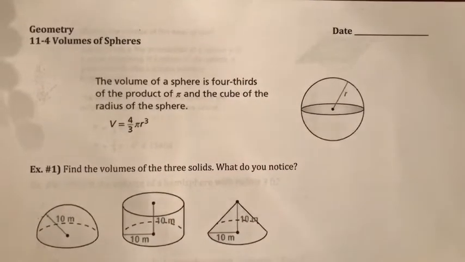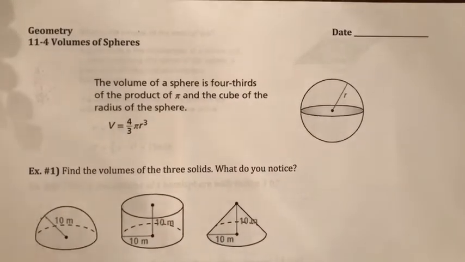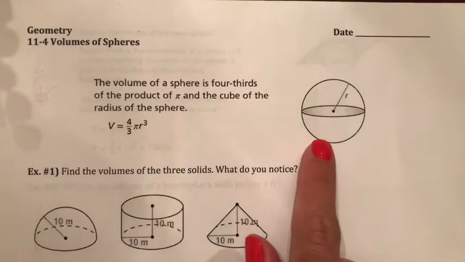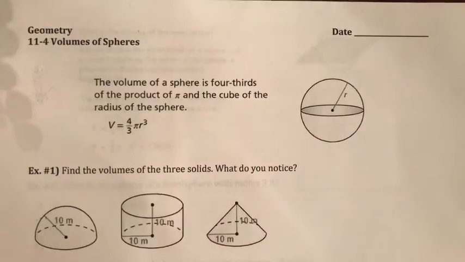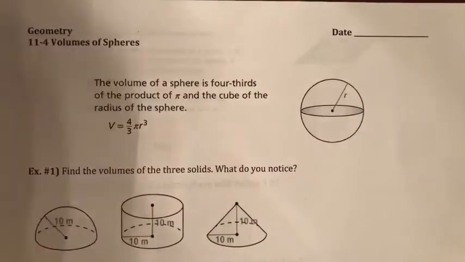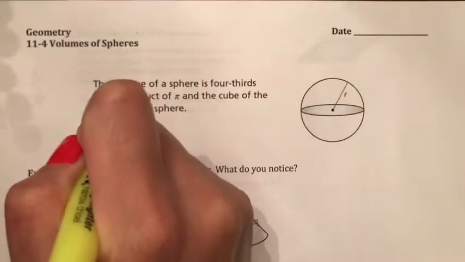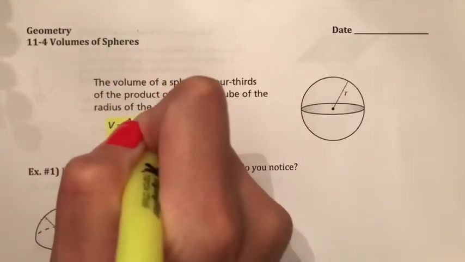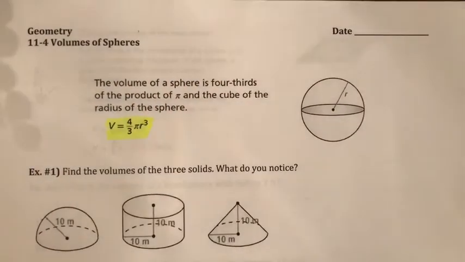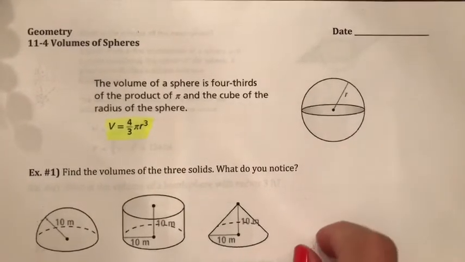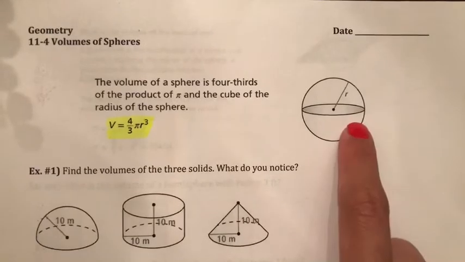Everyone, today we're going to talk about section 11-4, volume of spheres. So you'll notice we have this sphere drawn here, and the volume formula that we have is that the volume is equal to 4/3 pi r cubed. Okay, so I'll show you guys how to type everything into the calculator because we will be using that. R is of course the radius.